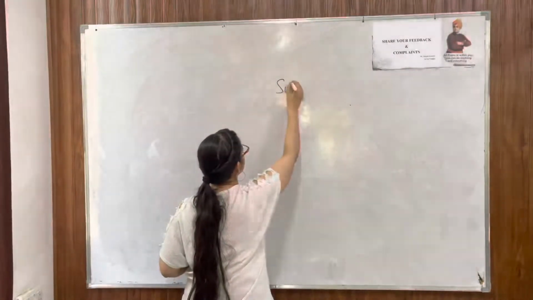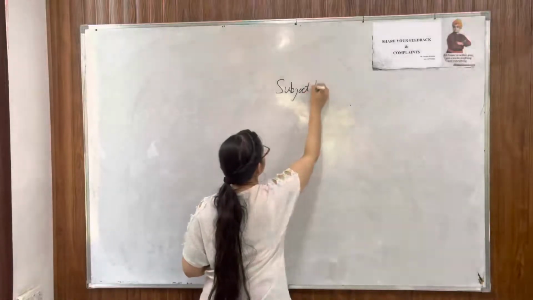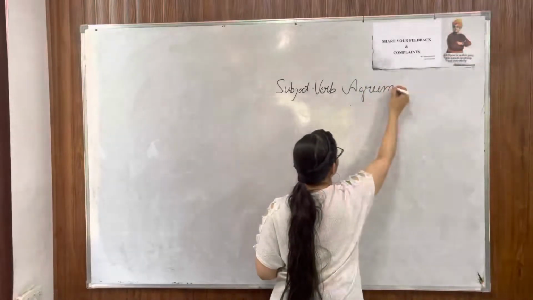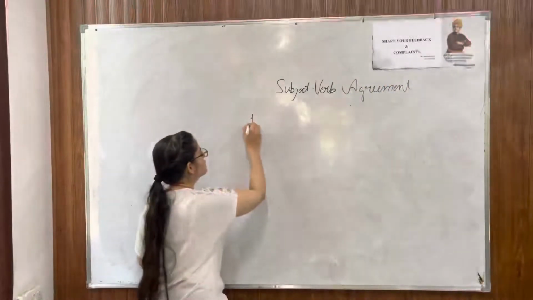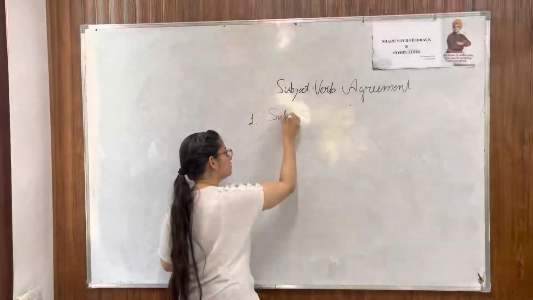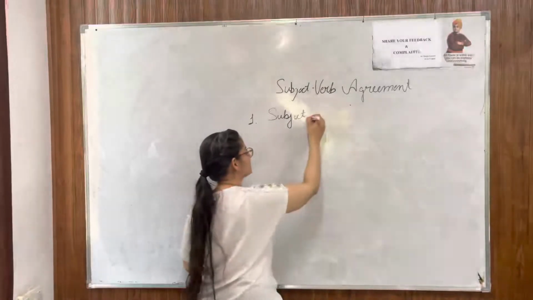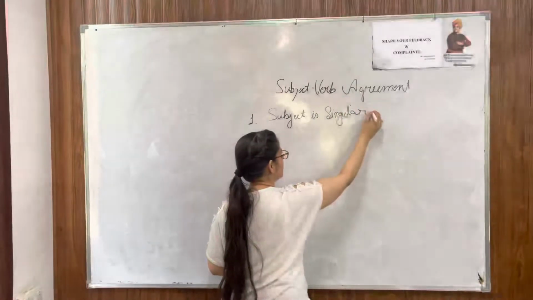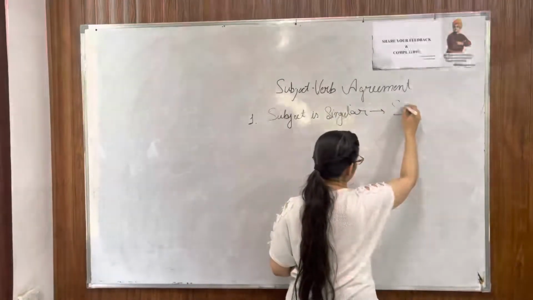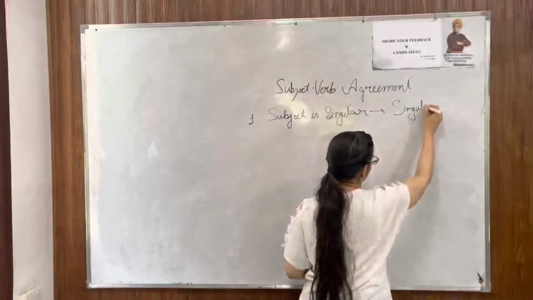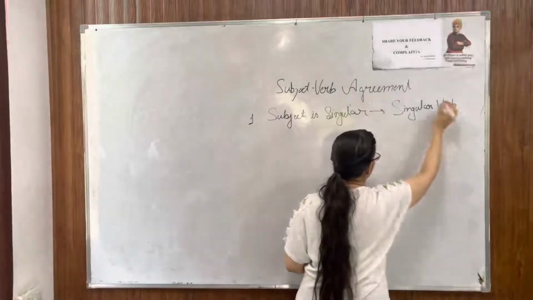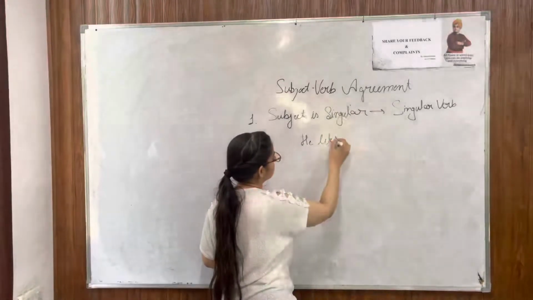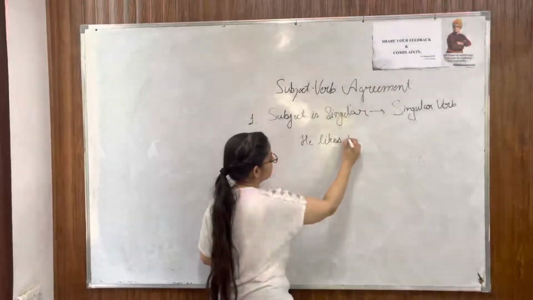So, subject verb agreement. Okay, the first rule says that if the subject is singular, it will take a singular verb. Let's take an example. He likes to eat.